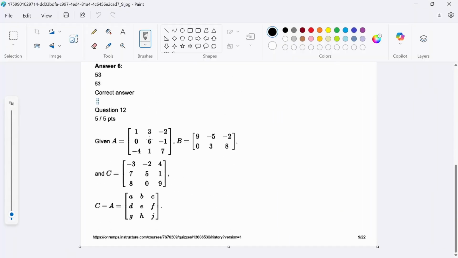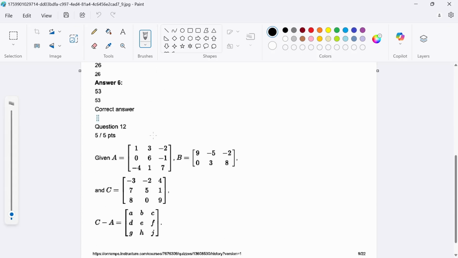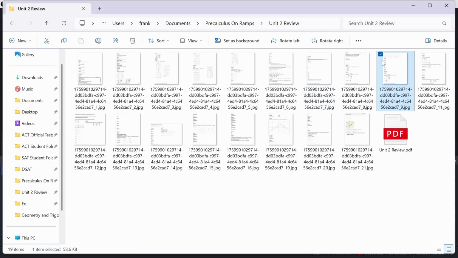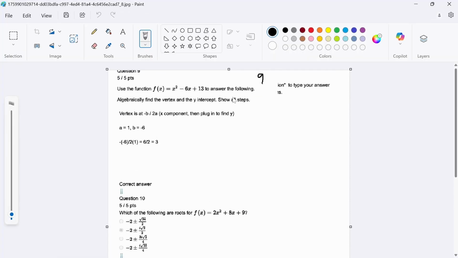Okay, this next one is, wait a minute. Question 12. Oh, wait, there's more questions on this page. I forgot about this. So that was question 9.